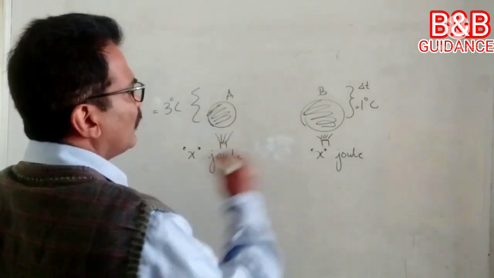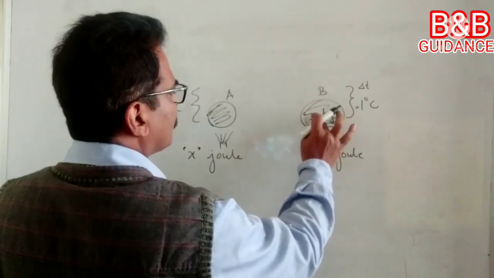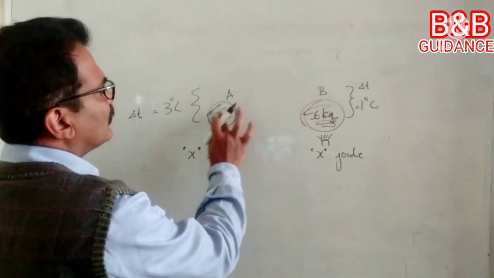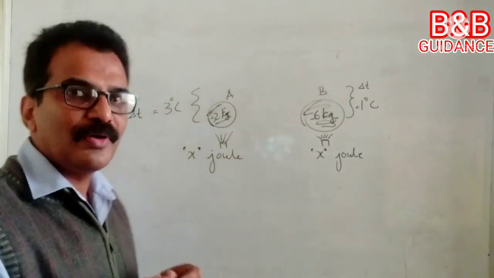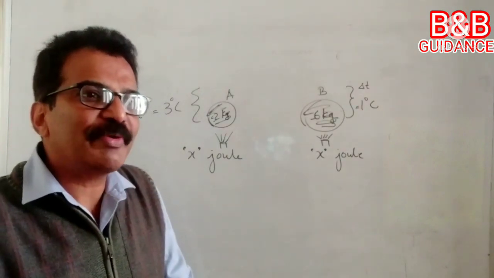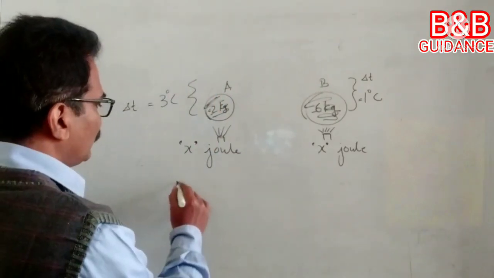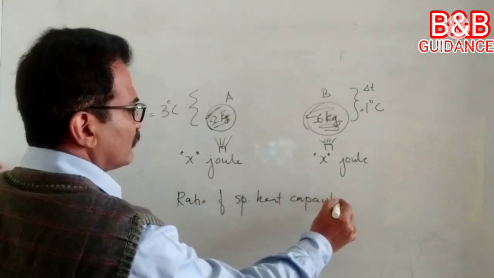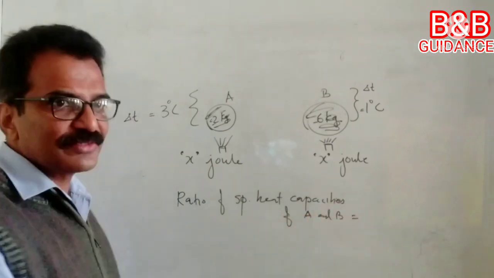Mass of this one is 5 kilogram, mass of this one is let it be 6 kilogram, and mass of this one is let me say 2 kilogram. Okay. What is the ratio of their specific heat capacities? 1 is to 1. You got it.